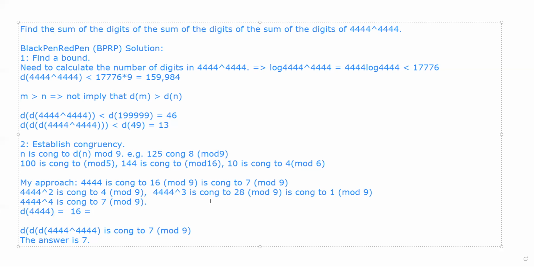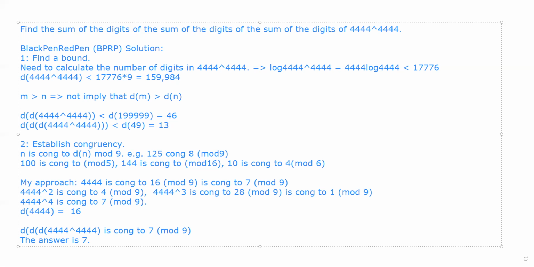So I'm going to consider mod 3. And notice how every third factor is congruent to 1 mod 9. So like 4444 to the power of 3 is congruent to 1 mod 9. 4444 to the power of 6 is congruent to 1 mod 9. It's like if the exponent was a number divisible by 3, then it was congruent to 1 mod 9.